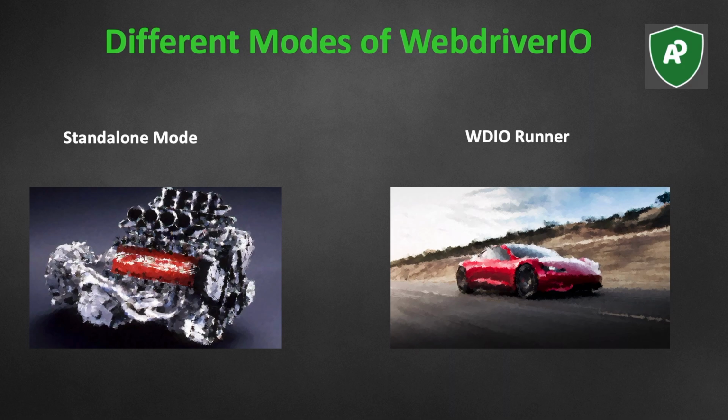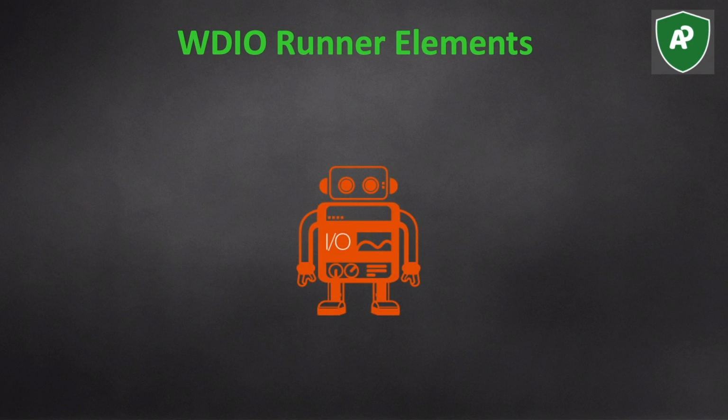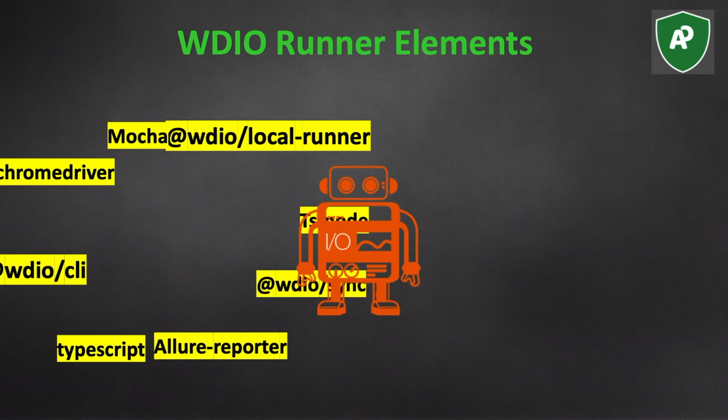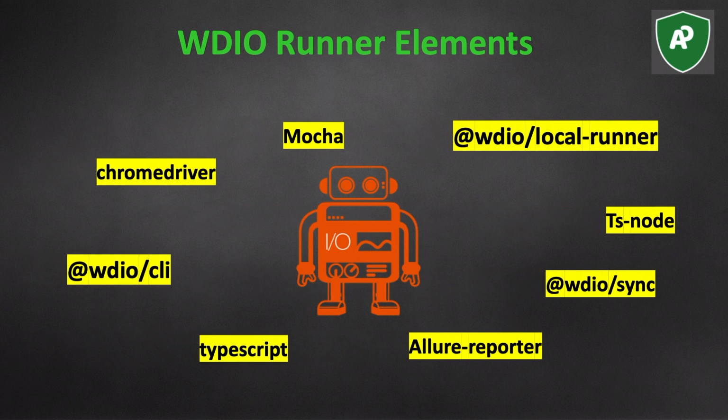On the other hand, there is the WebdriverIO runner mode where you get the complete product. The WebdriverIO team has put together quite a few libraries in place. For example, if you take a look at the list of libraries present with the local runner mode, you can see you have a CLI, you have a sync, you have local runner, and the Chrome driver. All these libraries will have to be used to ensure you can create scripts in an easier and smoother manner. And also you can make use of other libraries like Allure report or TypeScript if you are using TypeScript as your scripting language. So all these things put together make your scripting a bit easier.